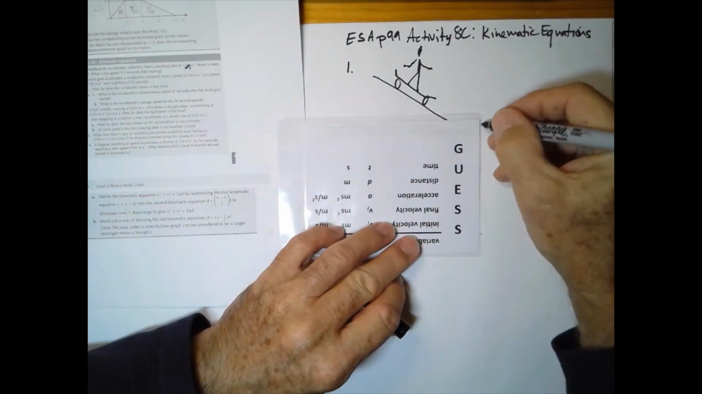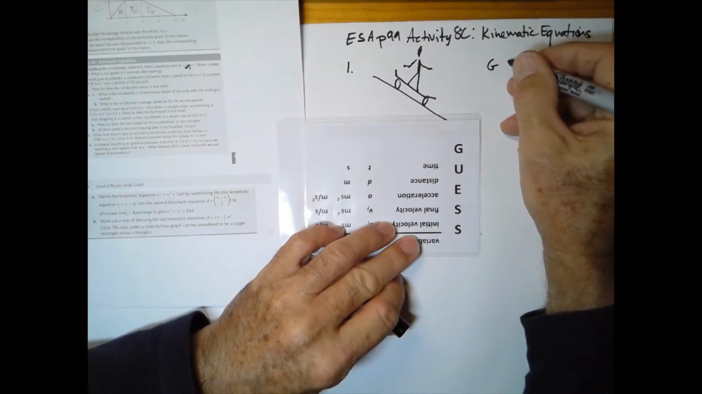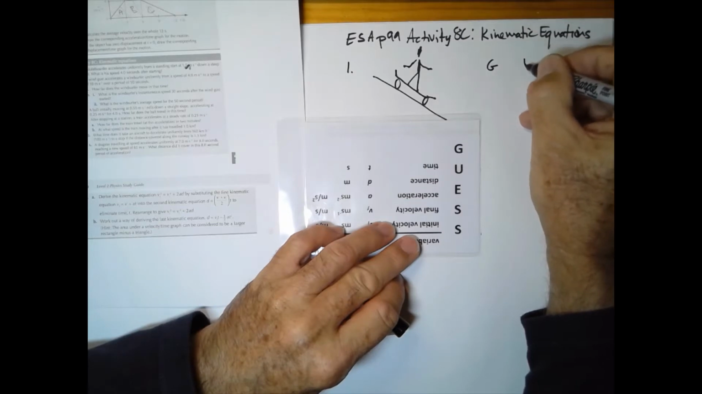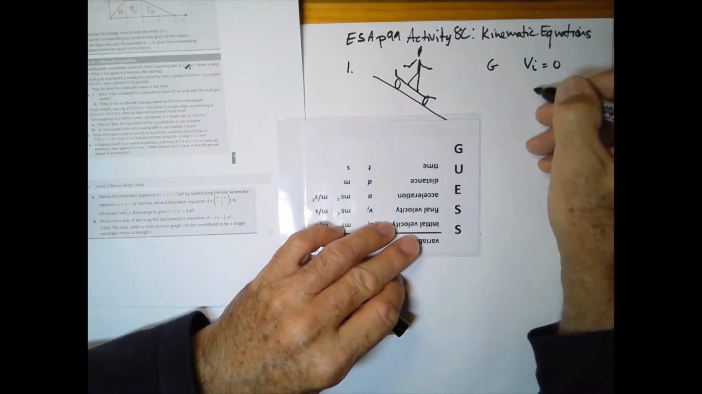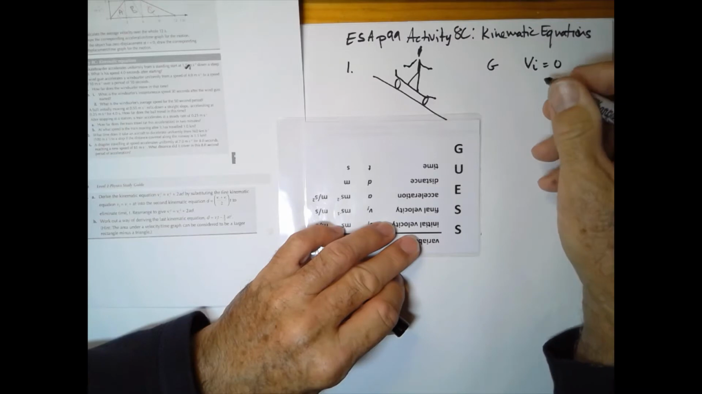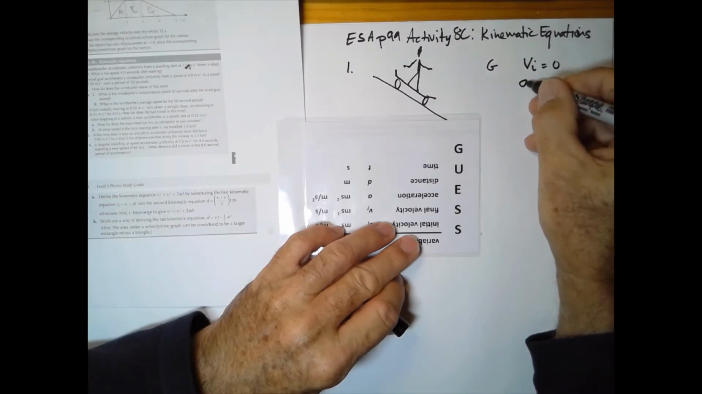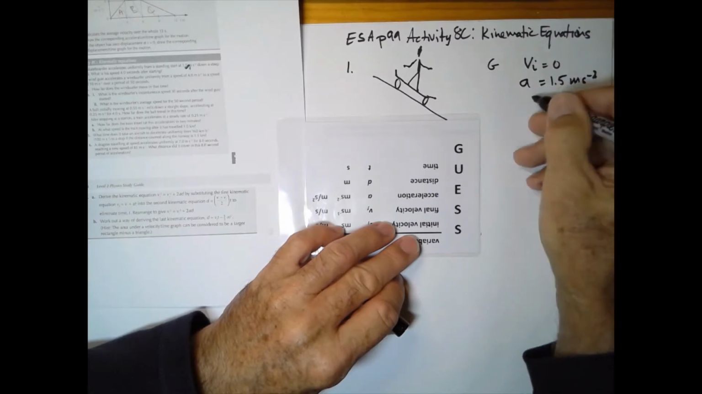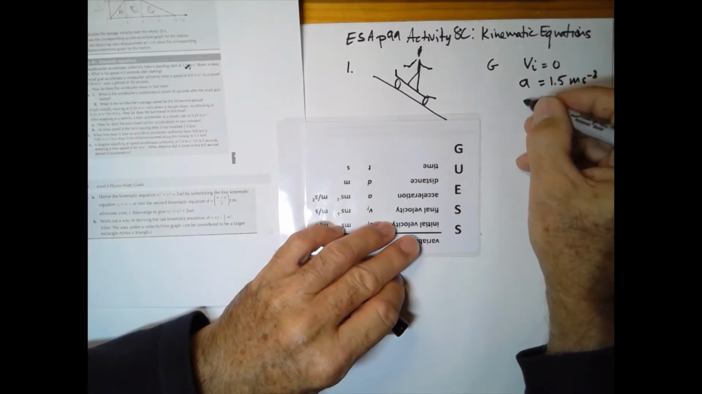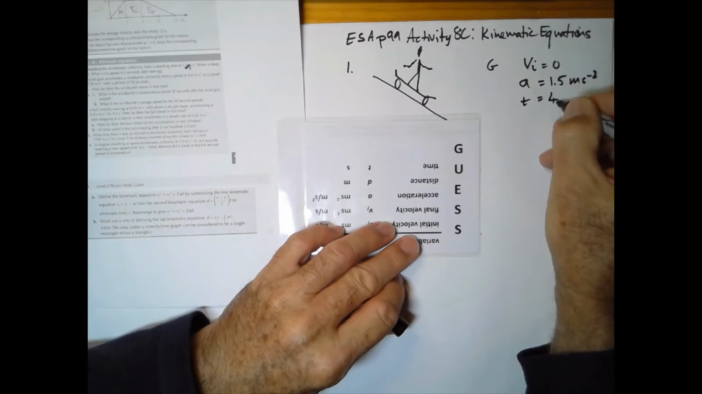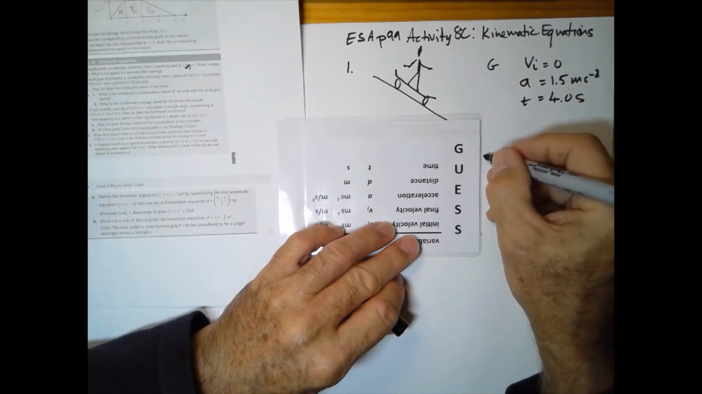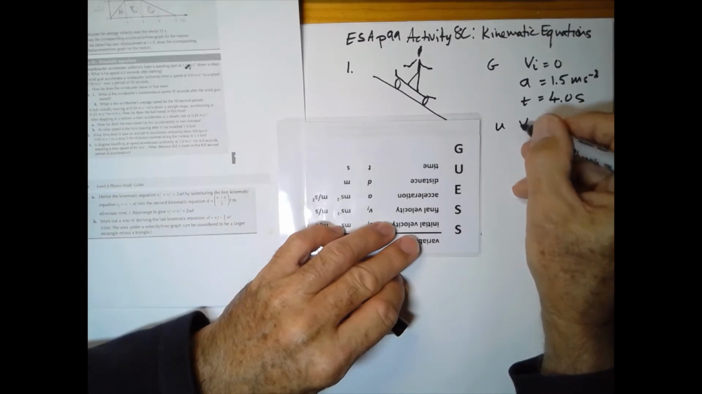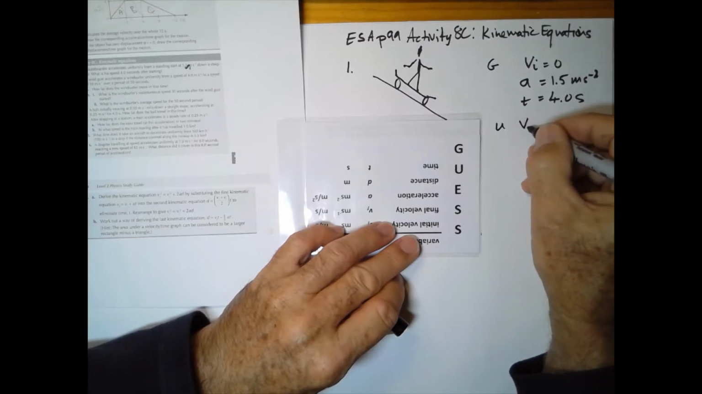Our skateboarder starts from rest, so his initial velocity is equal to 0, and he accelerates at 1.5 meters per second squared, and he skates for 4 seconds. What is his speed? What is his final speed? It is unknown.